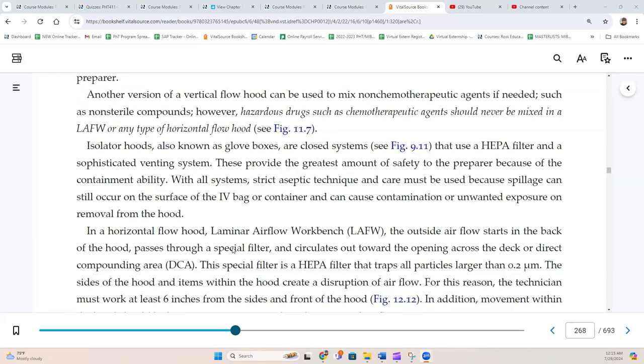However, hazardous drugs such as chemotherapeutic agents should never be mixed in a LAFW or any type of horizontal flow hood. Isolator hoods, also known as glove boxes, are closed systems that use a HEPA filter and a sophisticated venting system. These provide the greatest amount of safety to the preparer because of the containment ability. With all systems, strict aseptic technique and care must be used because spillage can still occur on the surface of the IV bag or container and can cause contamination or unwanted exposure on removal from the hood.